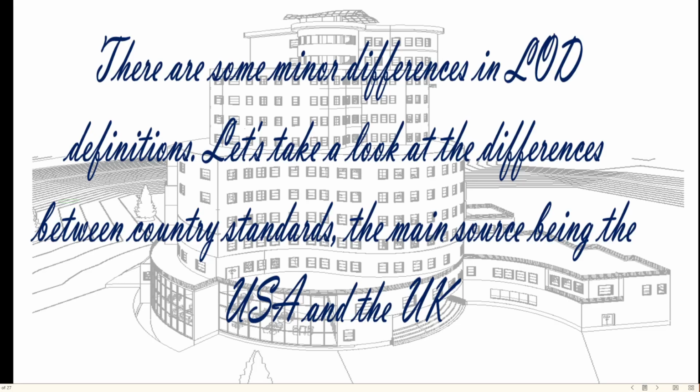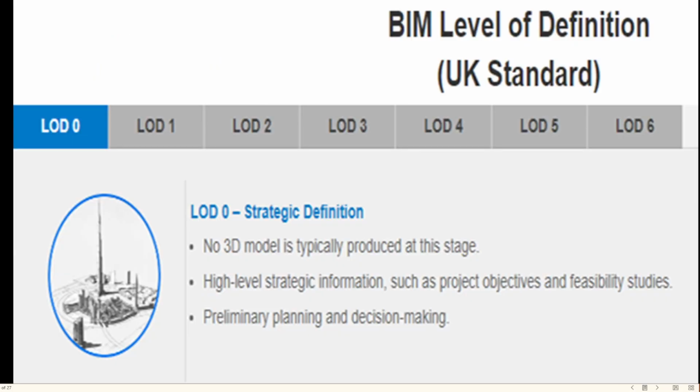There are some minor differences in LOD definitions. Let's take a look at the differences between country standards, the main source being the USA and the UK. Relating to LOD 0, this is available only at UK standards and will include high-level strategic information such as project objectives and feasibility studies, rather than preliminary planning and decision-making.